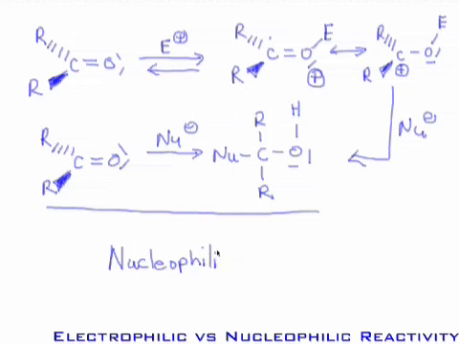This nucleophilic addition is often called nucleophilic acyl addition because you're adding to a C double bond O group. Because you're adding to that, you're adding to an acyl group here. It's often called acyl, maybe inserted here, but we'll stick with nucleophilic addition.